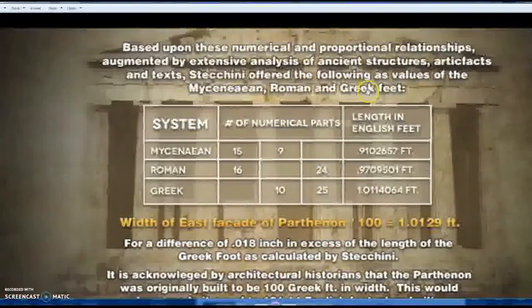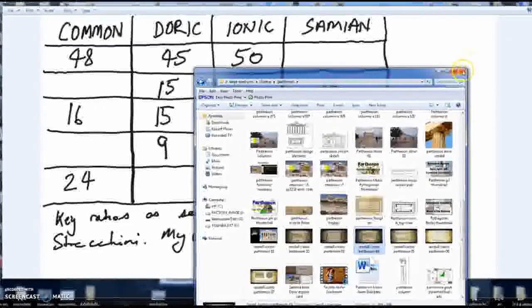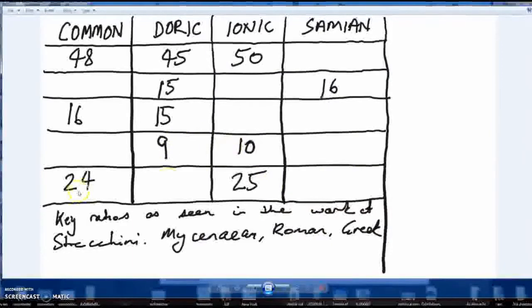Now especially the Greek foot's a little bit confusing, I think. But for the Greek, let's call that the Parthenon foot for the moment. But what you have is Mycenaean to Roman, 16-15, Roman to Greek, 24-25, and Mycenaean to Greek, 10-9, 15-16, 9-10, 24-25. They are the exact same ratios, 9-10, 24-25, 16-15, 15-16, which correspond to the Doric, the Ionic, and the Samian foot.